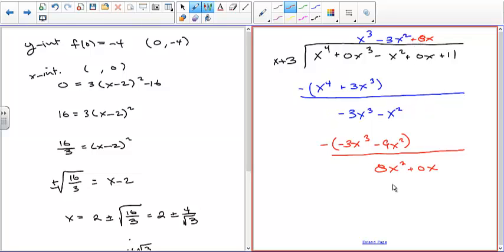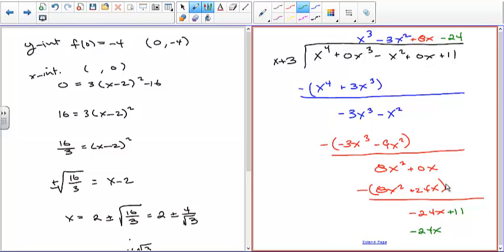So 8x times x is plus 8x squared. And 8x times 3 is plus 24x. But again, we're subtracting both of those terms. So this goes to 0. Here we get -24x. So then we bring down the 11, plus 11. So what do we need to multiply x by to get -24x? -24. So -24 times x is -24x.